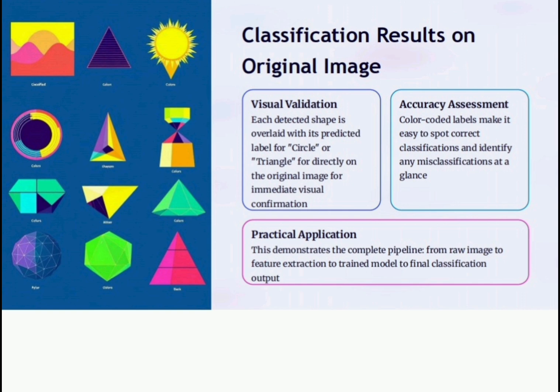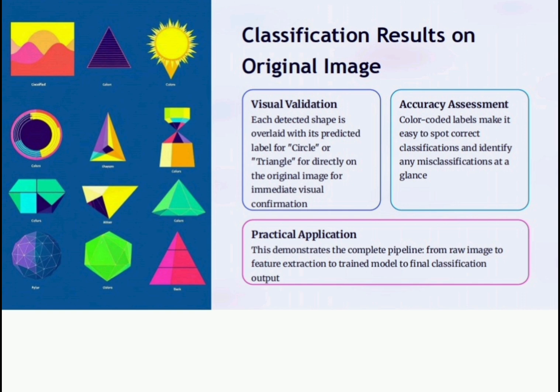Classification on the original image. After training the model, we apply it back onto the original image. Each detected shape is labeled directly on top of the image, circle or triangle. These overlaid labels provide instant visual feedback. Correct classifications appear clearly, and any misclassifications stand out, helping us quickly evaluate the accuracy and robustness of the system.